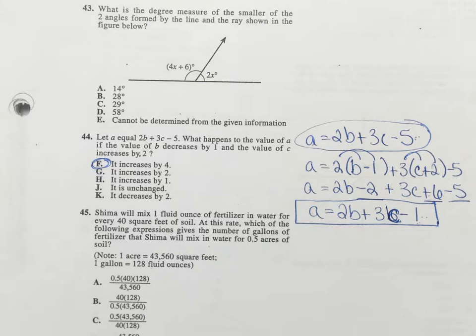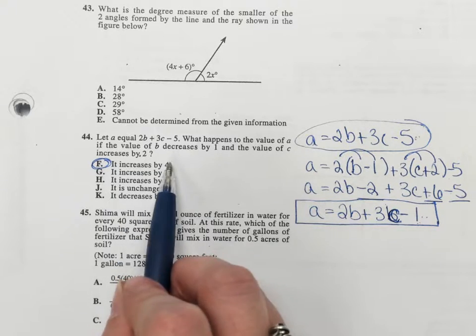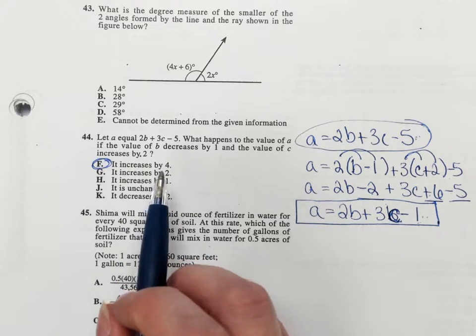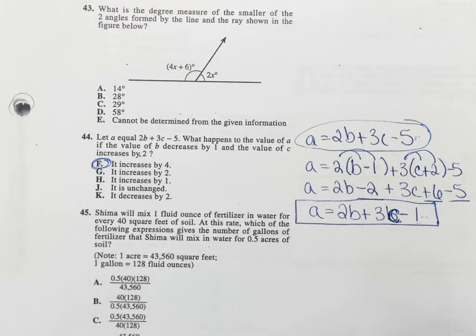Come on, y'all know the difference between 5 and 1. What's the difference between 5 and 1? 4. What's the only one that's got a 4 in it? The F, right? You don't even have to worry about the negative signs. All right, what about 45?